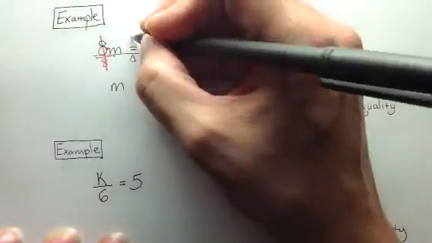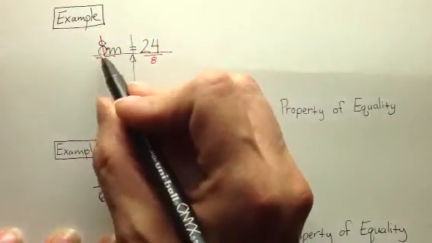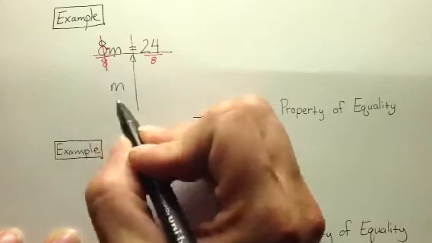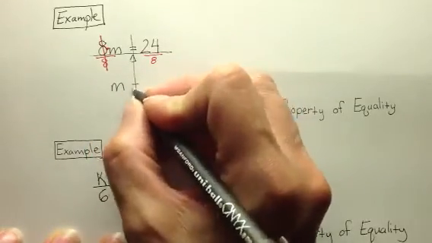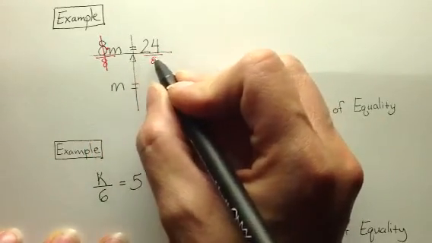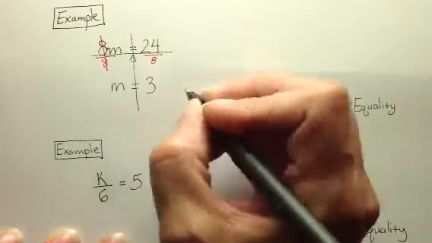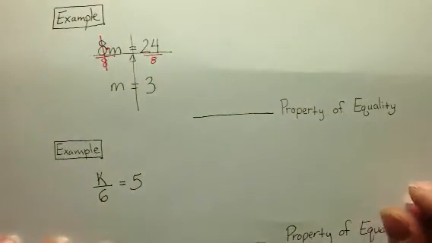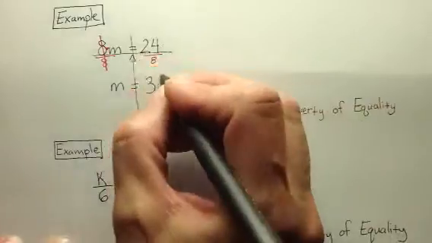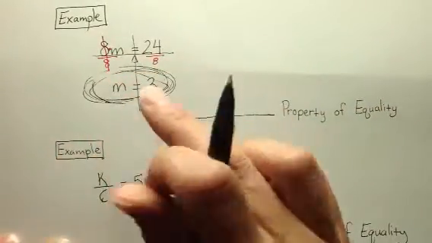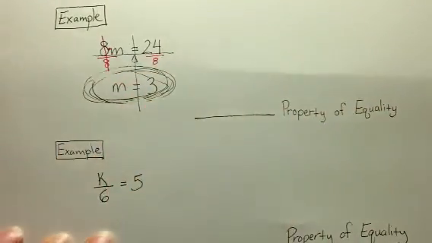Okay? So I've got my left side and right side here. 8 divided by 8, 1. 1m, m. Equals 24 divided by 8, 3. Oh, I'm picking up a pattern here. Okay, so if this is my solution, I'm now going to come over to the side and do a quick check.